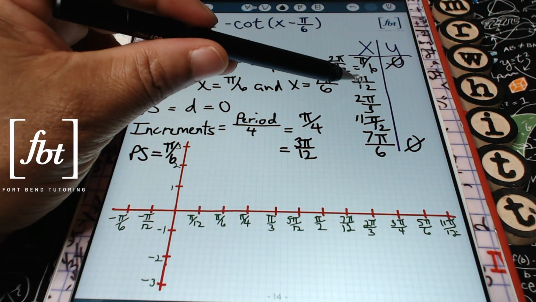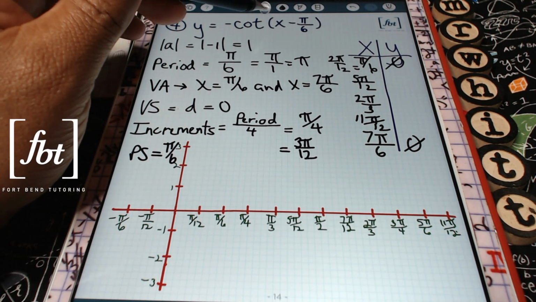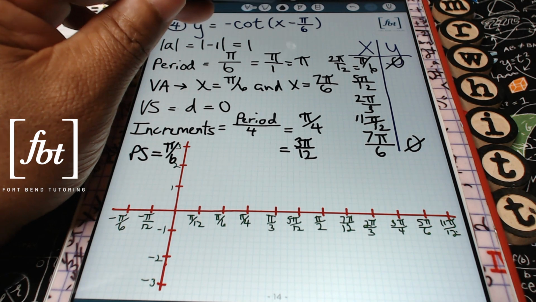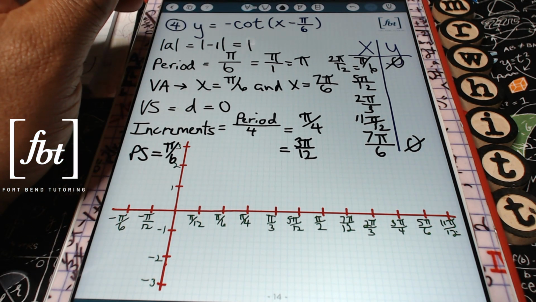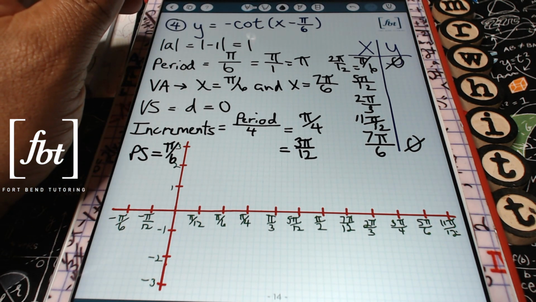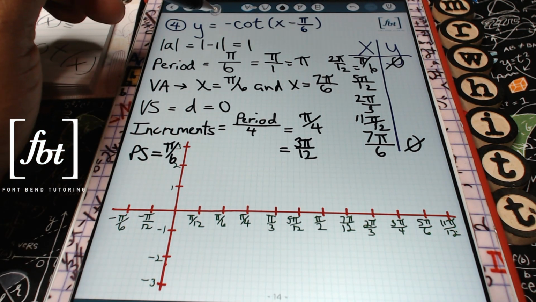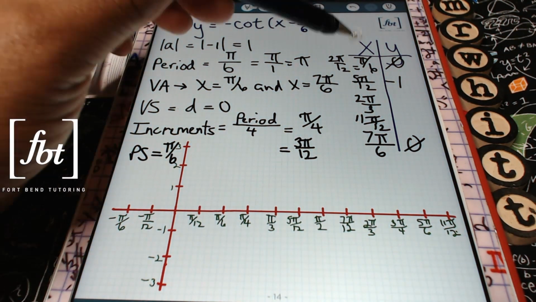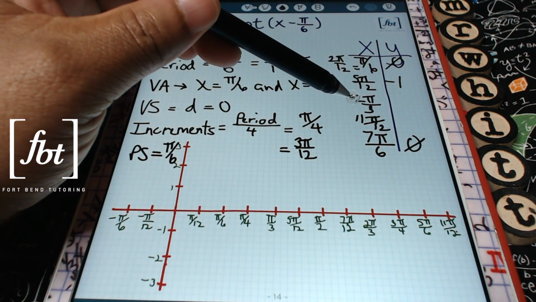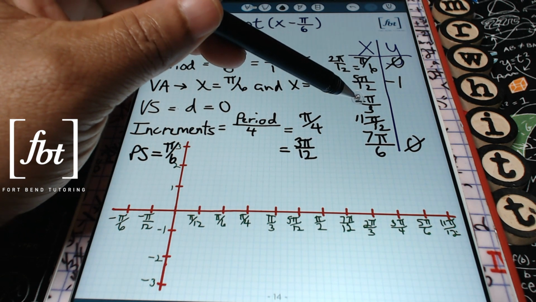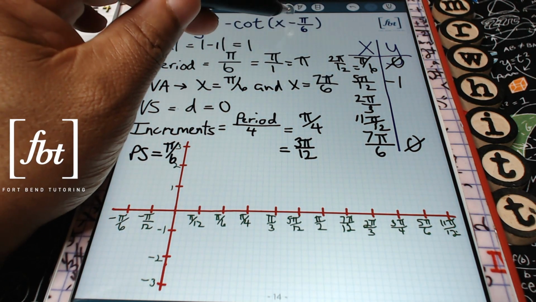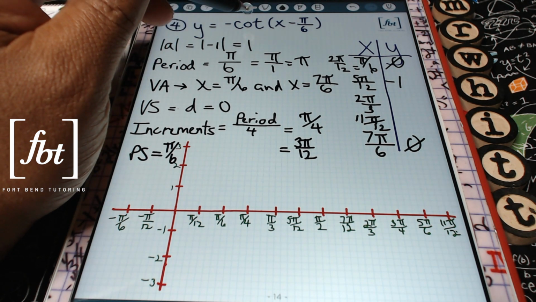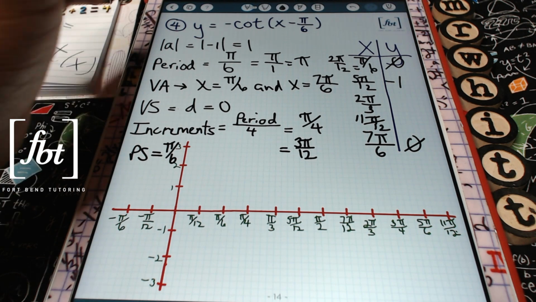And plugging in 5 pi over 12 into our original equation here, you'll have 5 pi over 12 minus 2 pi over 12 gives you 3 pi over 12, which reduces to pi over 4. And we know that cotangent at pi over 4 is 1. However, the opposite of 1 gives you a result of -1. Then our 2 pi over 3 value, all right, that's equivalent to 4 pi over 6. 4 pi over 6 minus pi over 6 gives you 3 pi over 6, which is pi over 2. Cotangent at pi over 2 is 0. The opposite of 0, it's 0.